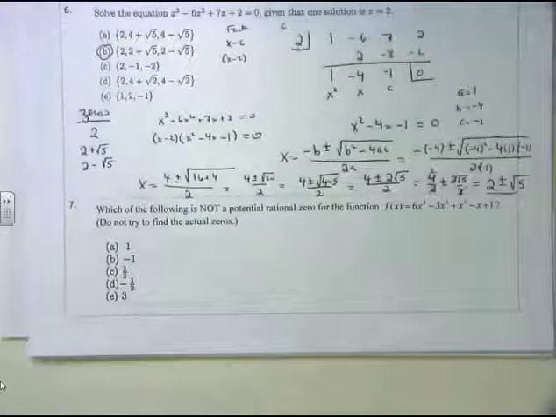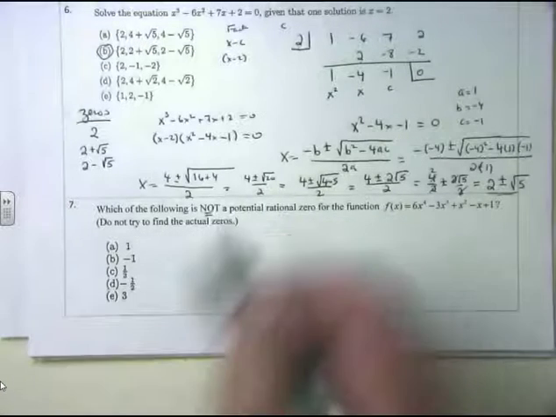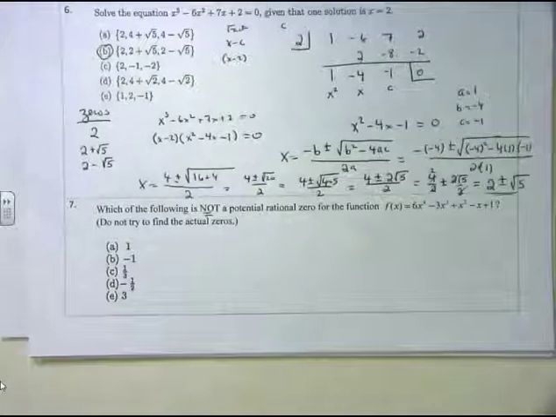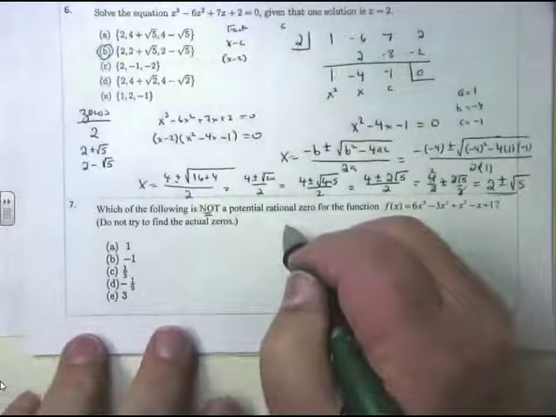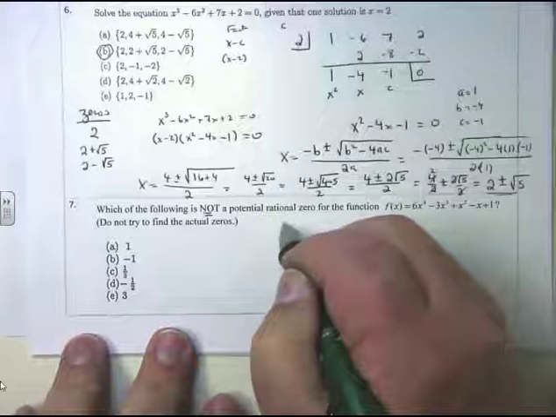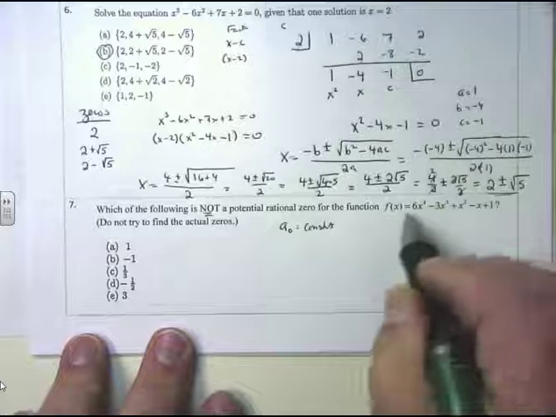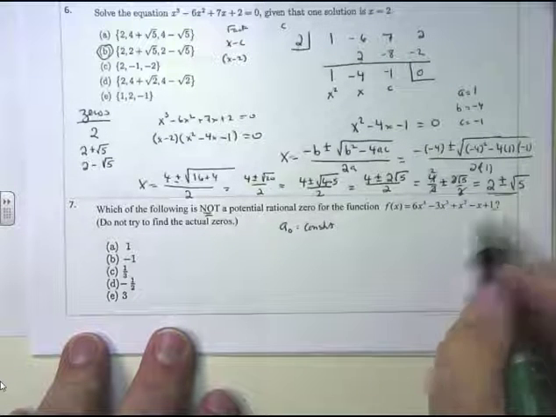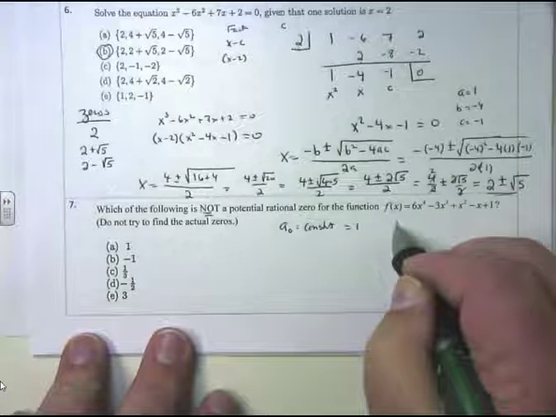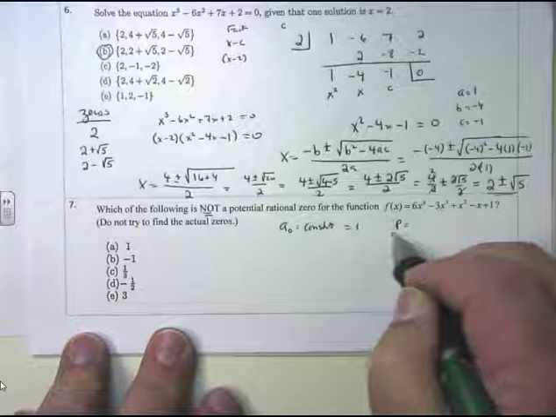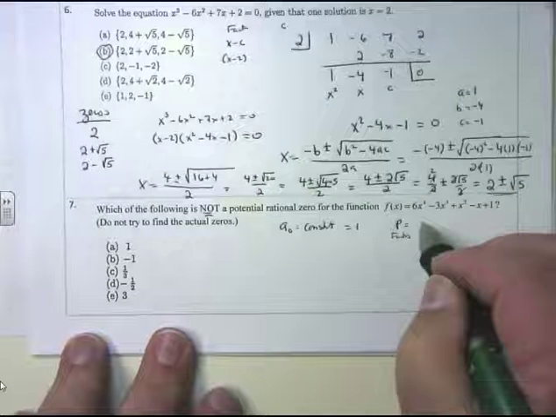All right, number 7. Which of the following is not a potential rational zero? This is the rational zero theorem, or rational root theorem, where we do the p's over the q's. If you remember, the p's come from a0, which is your constant term. So look at your polynomial, and what is the constant term? It's 1. The p's are all the factors of 1. What are the factors of 1?